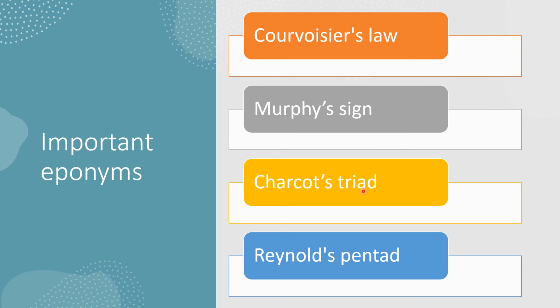Charcot's triad of right hypochondrial pain, fever, and jaundice are indicators of acute cholangitis. And Reynolds' pentad is the addition of hypotension and mental disturbances to Charcot's triad, which is an early sign of gram-negative septicemia in a patient with obstructive jaundice.